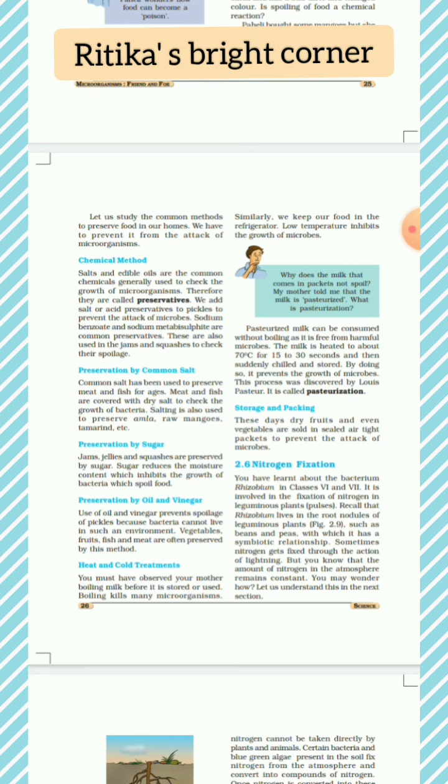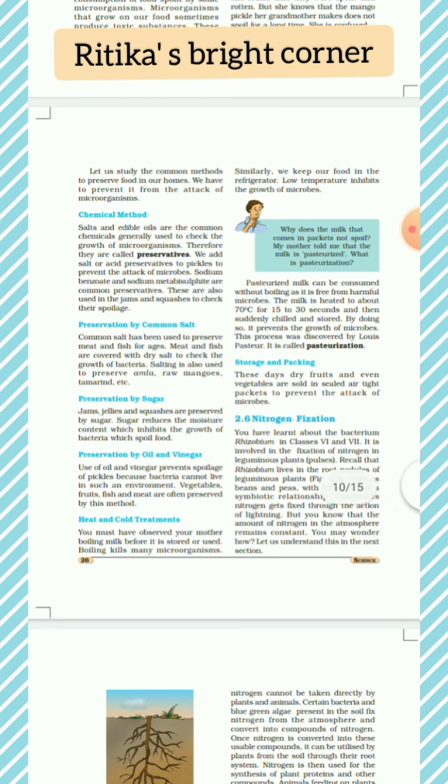Prevention by salting. The second process: common salt has been used to preserve meat and fish for ages. Meat and fish are covered with dry salt to check the growth of bacteria. Salting is also used for preserving amla and raw mangoes. The next process is preservation by sugar. Sugar reduces the moisture content, which inhibits the growth of bacteria which spoil food.